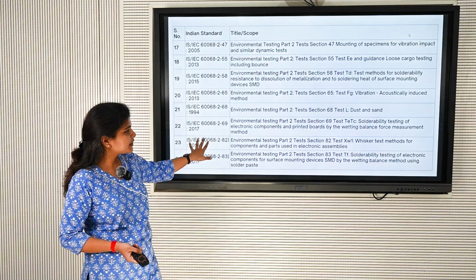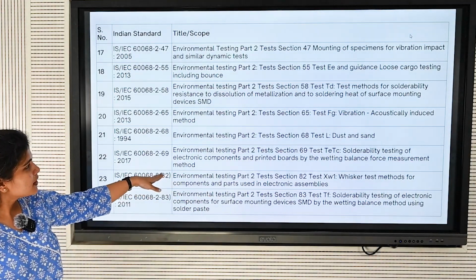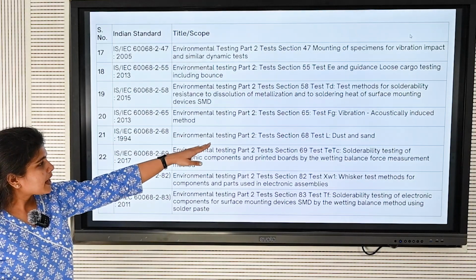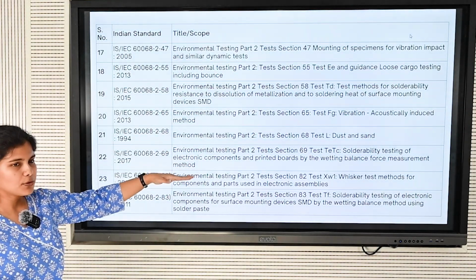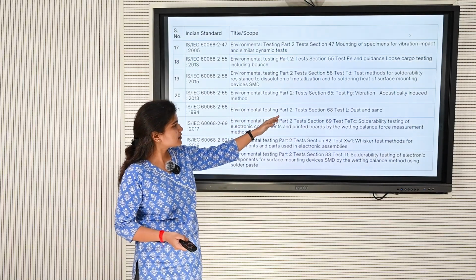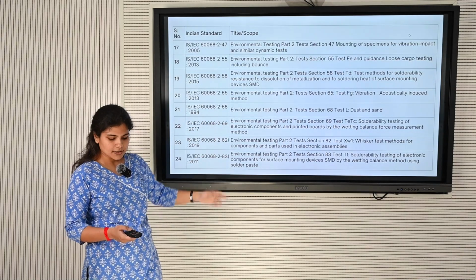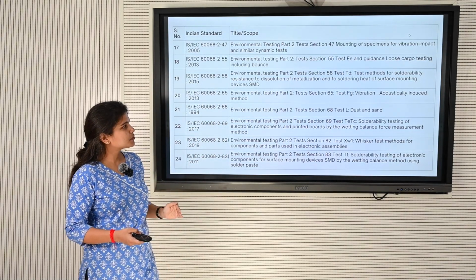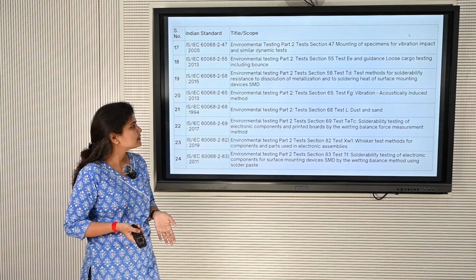These have been mentioned here, like I was talking about solderability. You can see the solderability test here. Then some acoustic vibration test is also there. Part 2, section 65 is talking about the acoustic test. So these are different types of tests. Here you see the dust and sand test, part 2, section 68. So these are the different parts and sections of 60068 that talk about the different types of environmental tests.